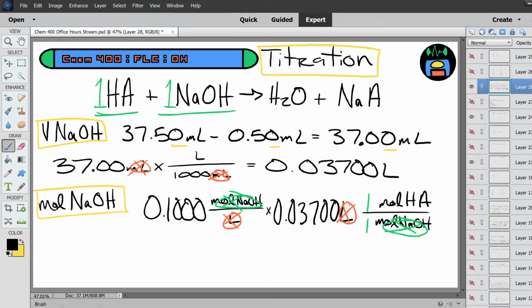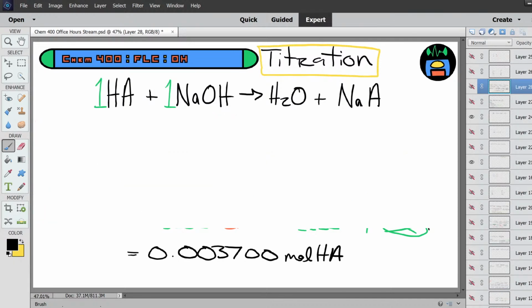0.1000 times 0.03700 is 0.0037. But for both of these, you'll notice there are 4 sig figs. So we need 4 sig figs in our answer. 0.003700 moles of monoprotic acid react.